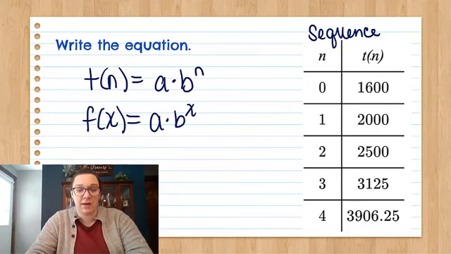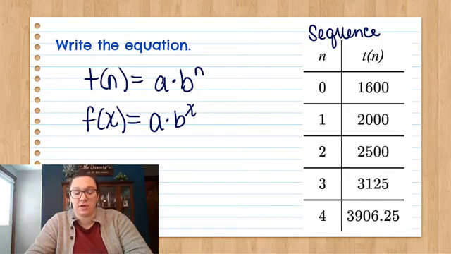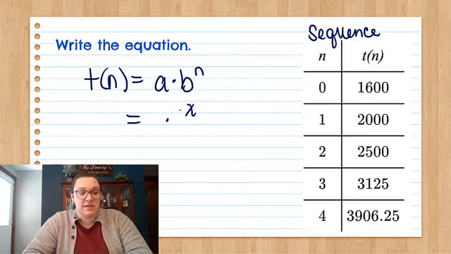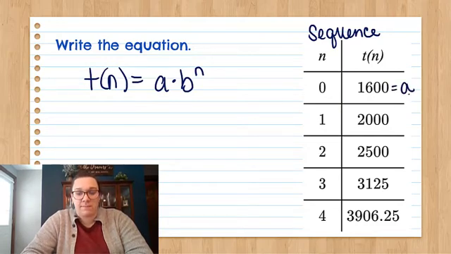So this pattern goes 1600, 2000, 2500, 3125, and so on. So let's find a and b all the same for our sequence. a is the initial value when n is 0. So that would be right here. There's my a. b is what got multiplied by each time. So I just need to find that number. Then when we go to the next term, what got multiplied?